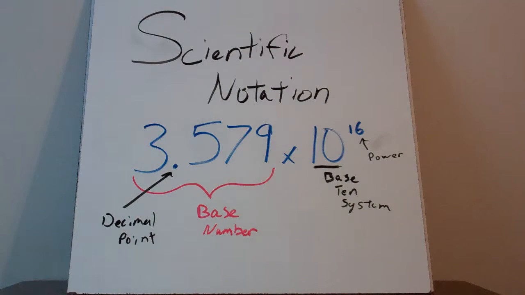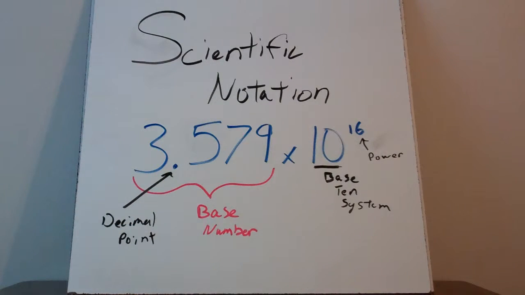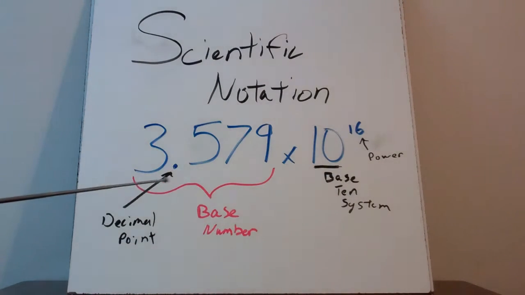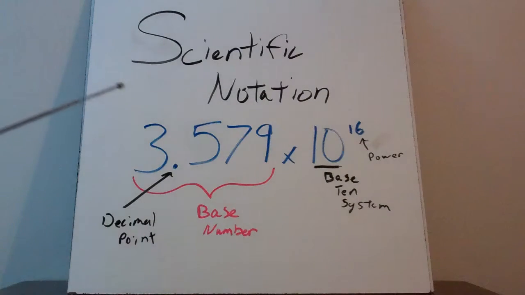Again, just to review, we have our base number here, and we have our exponent here. The only difference now with scientific notation is that we're going to be using a decimal point, which is going to go behind the first significant digit, and then we're going to have this times 10. Remember, our number system is a base 10 system, and that is why it is times 10. So in this case we have 3.579 times 10 raised to the 16th power.